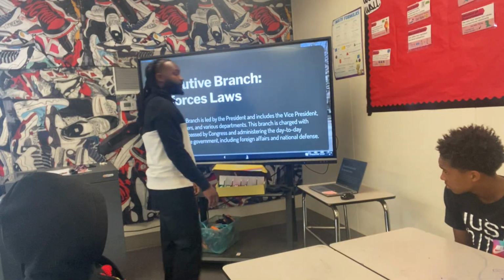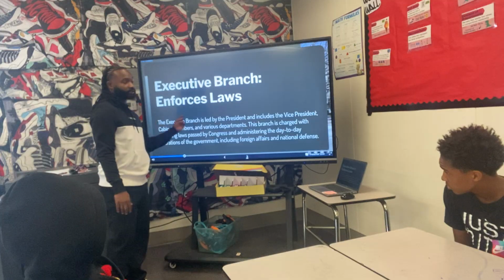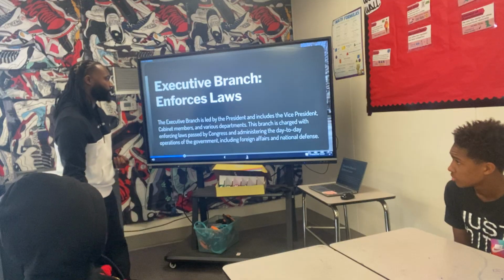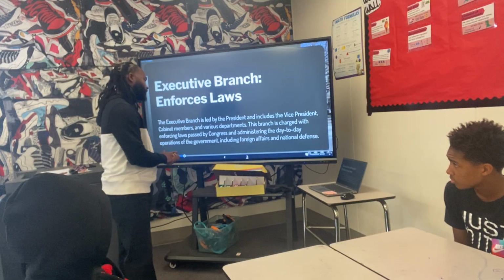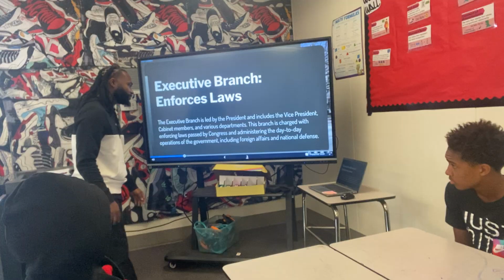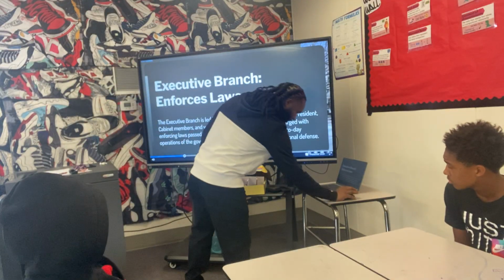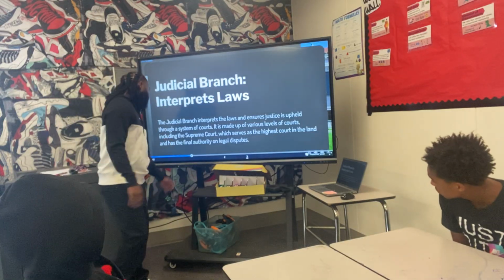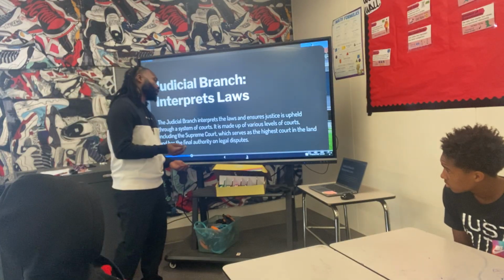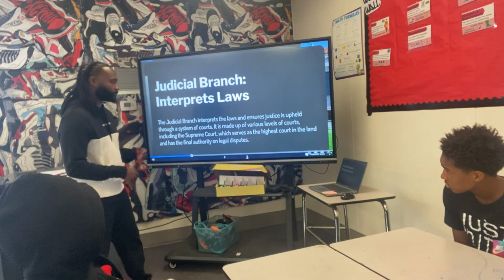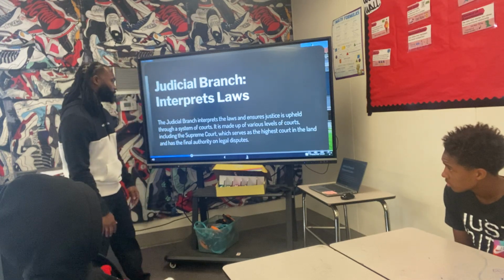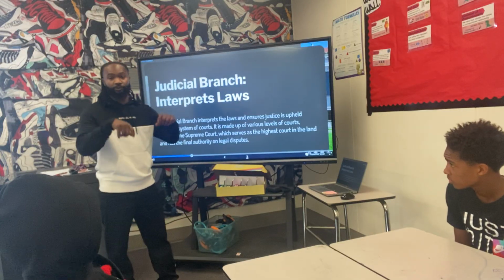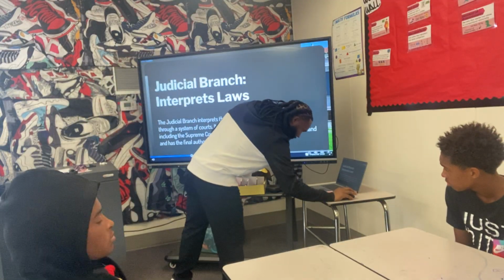Then you have your executive branch, which enforces the laws. That's your president, your vice president, cabinet members. They're in charge of enforcing laws passed by Congress, basically our national defense. Then the last but not least, you have your judicial branch, which interprets the laws. That's your judges, your courtrooms from the Supreme Court to civil court, things like that. They are the final authority on all legal disputes, even when those disputes are between the houses, right? Makes sense?